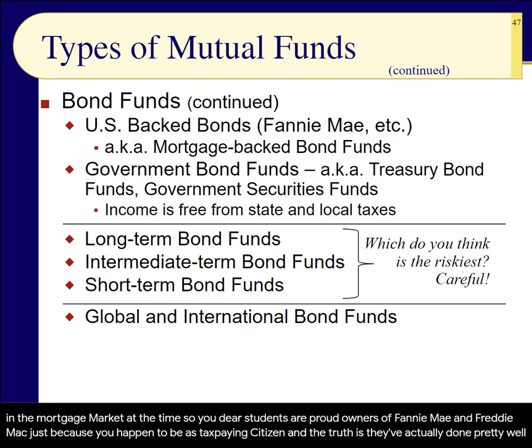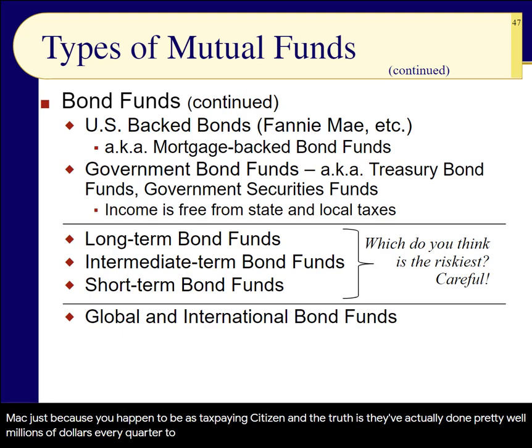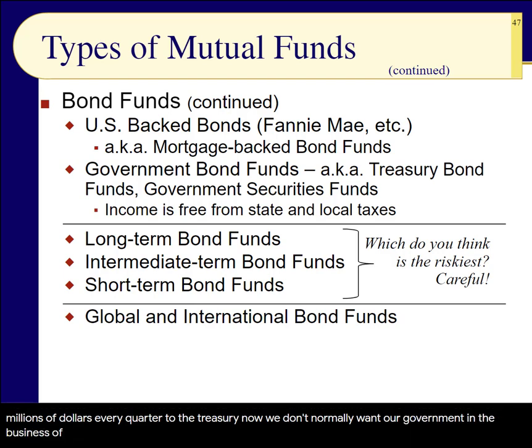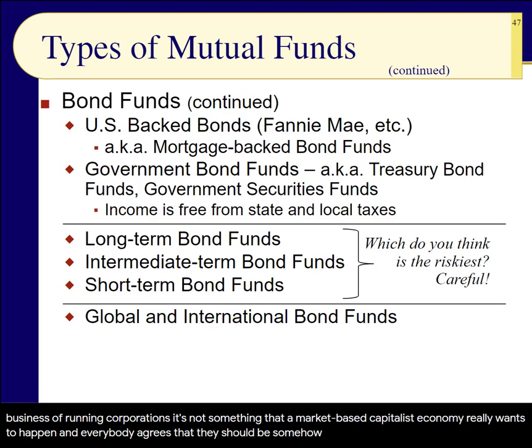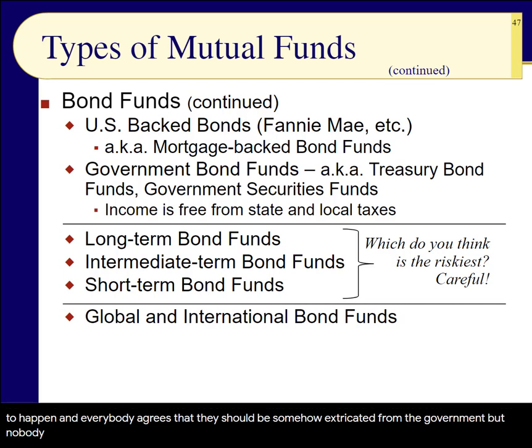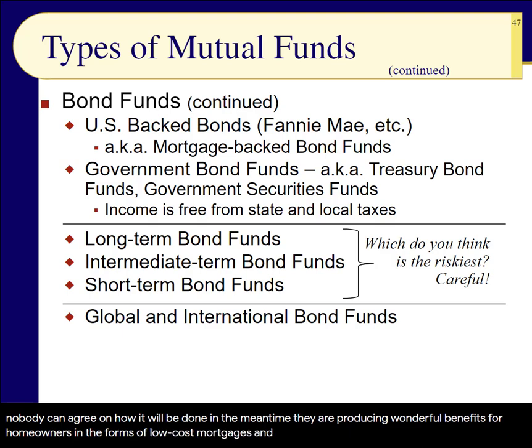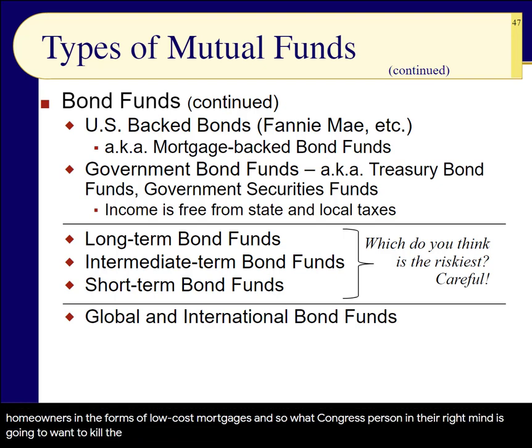They actually are sending billions of dollars every quarter to the Treasury. Now, we don't normally want our government in the business of running corporations. It's not something that a market-based capitalist economy really wants to happen. And everybody agrees that they should be somehow extricated from the government, but nobody can agree on how it will be done. In the meantime, they are producing wonderful benefits for homeowners in the form of low-cost mortgages. And so what congressperson in their right mind is going to want to kill the golden goose?